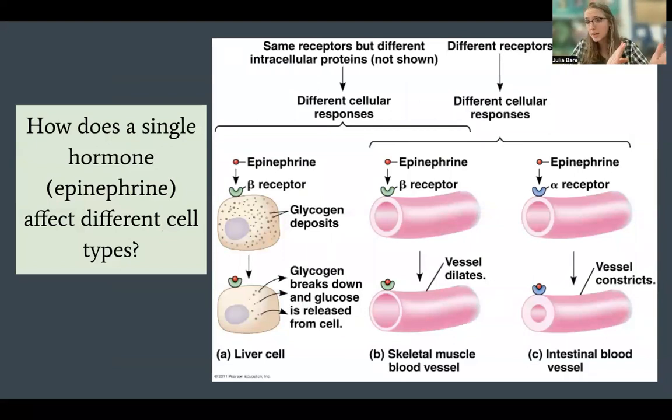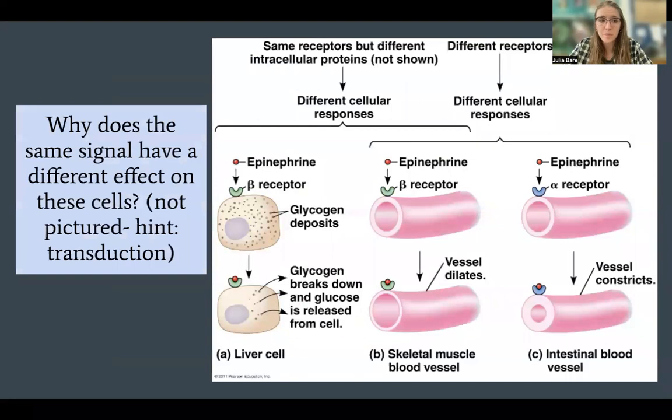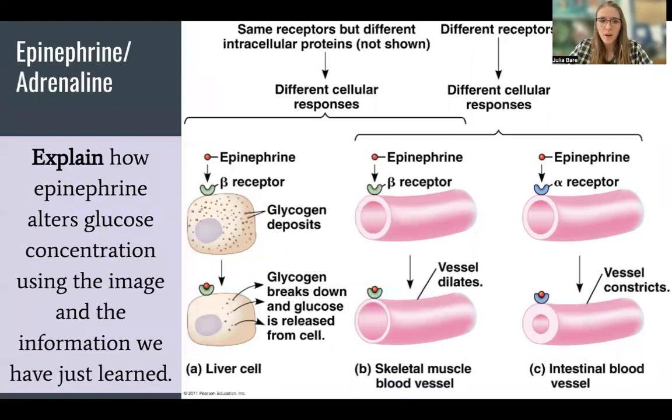I just explained this, so I want you to take a second, explain this for yourself, and then if you need to, you can go back and rewatch that portion of the video. Same with this question. Why does the same signal have a different effect on these cells? And it has to do with transduction, because transduction is not pictured in these images. So if you need to, go back and take a look at my explanation, and then you can try to explain it for yourself. Okay.